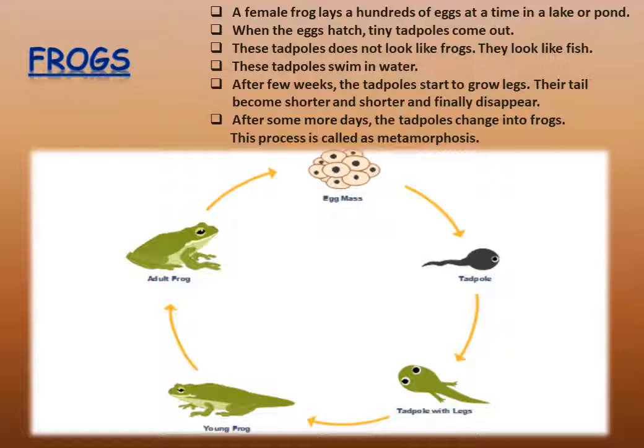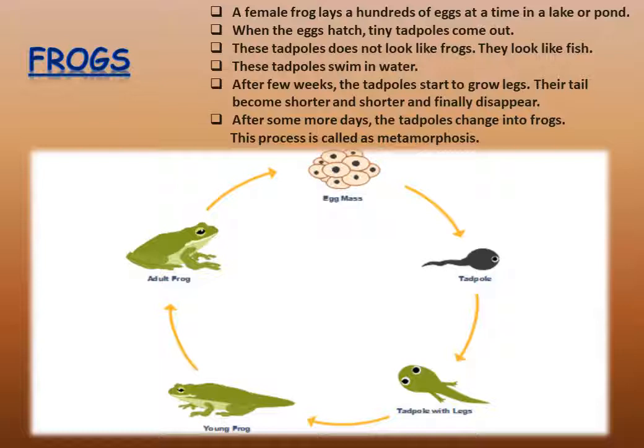And at the same time, its legs will grow. And within a few more days and weeks, these tadpoles will change into small frogs. Then after a few more weeks, it will become an adult frog, and this adult frog will look like the frog that we often see in our paddy fields and houses.